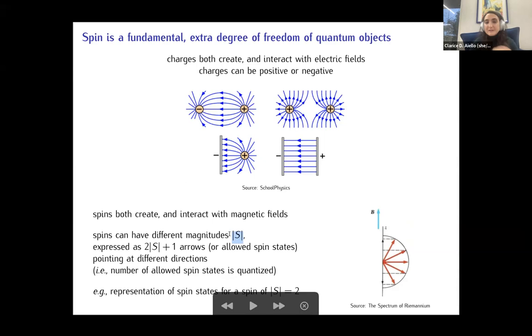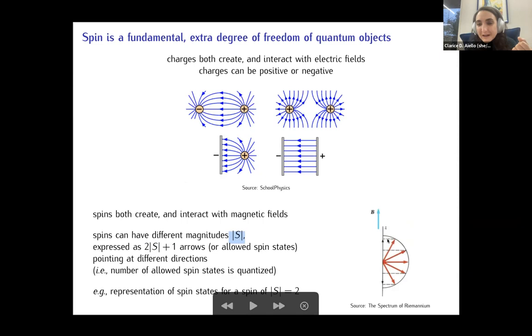But just as an abstraction, and that's one of the hardest abstractions of the day, like charges can be positive or negative, we say that a spin with a magnitude S can have 2S plus 1 allowed spin states. Sometimes people draw those 2S plus 1 allowed spin states in a diagram such as the one to the right here, where there are different arrows, which again are just abstractions. There are rules on how to draw those things, but the important thing is that the number of allowed spin states is quantized, and the total number of allowed spin states has to do with the magnitude of the spin, of that property called spin.